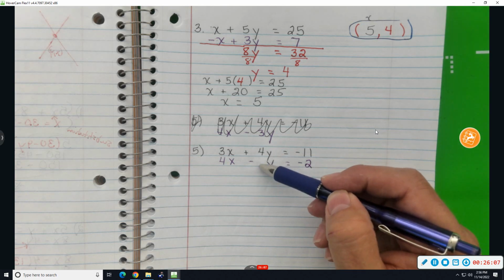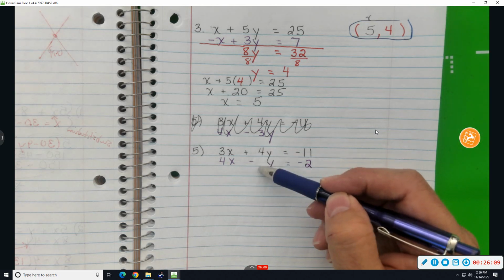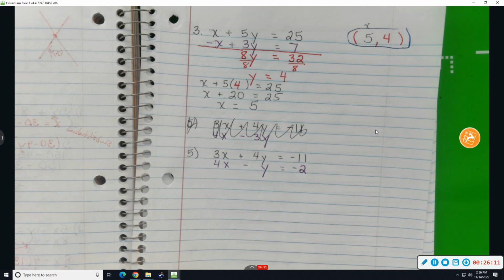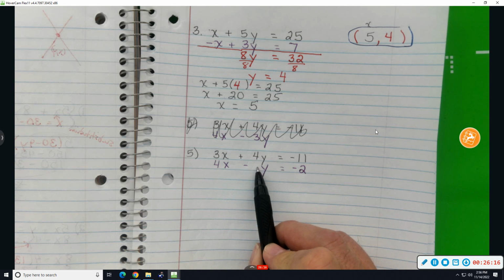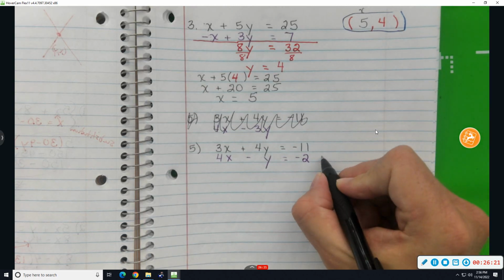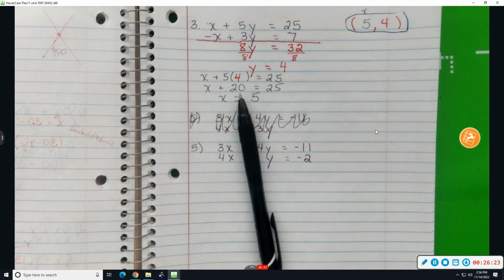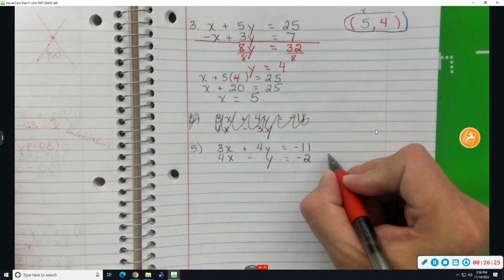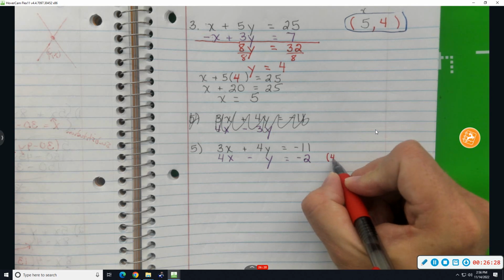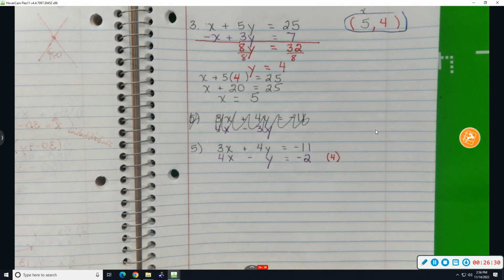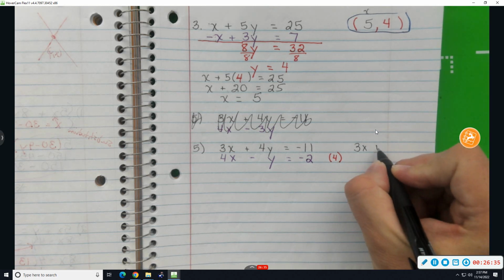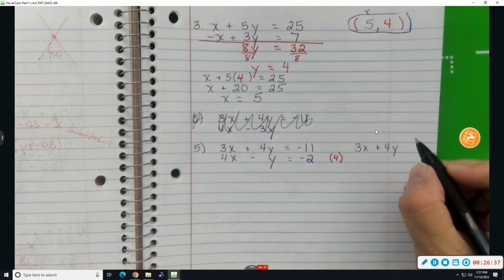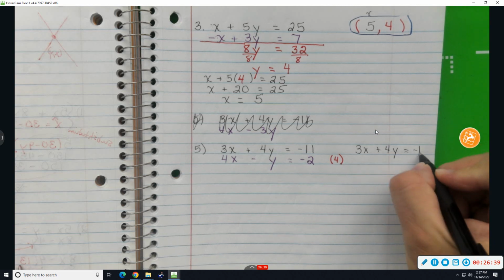Here, if they were both 4s, one positive, one negative, I'm thinking I'm going to eliminate the y by putting a negative 4 right here. Remember, you can always multiply an equation by any number you want other than 0. If I leave this first equation alone, so we have 3x plus 4y equals negative 11.